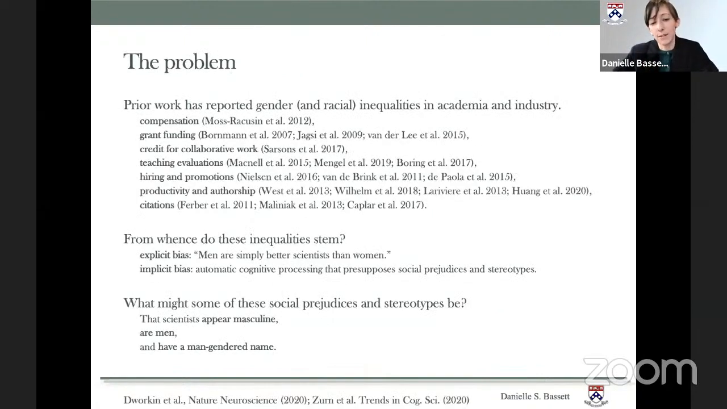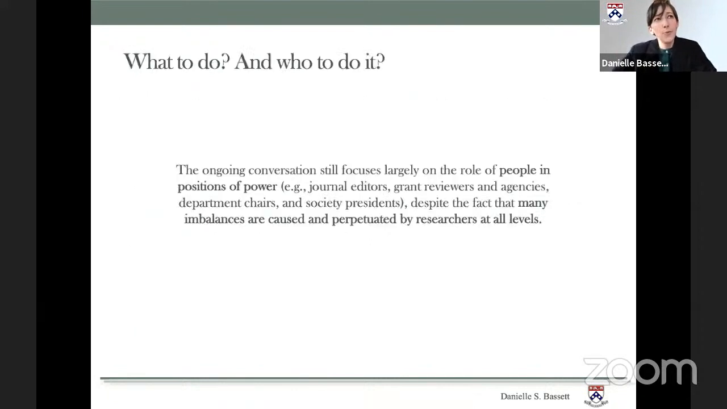So going back to this problem, Jordan was thinking, well, what are some of these social prejudices and stereotypes? Well, they are that scientists appear masculine, are men, or have a man-gendered name. So what to do about this and who to do it?